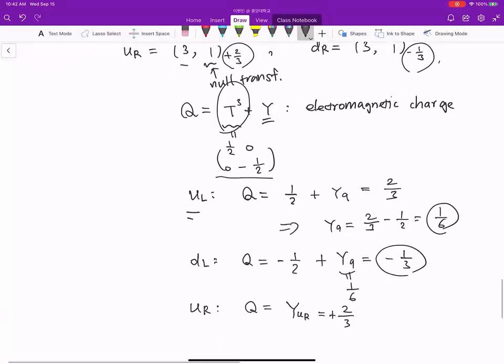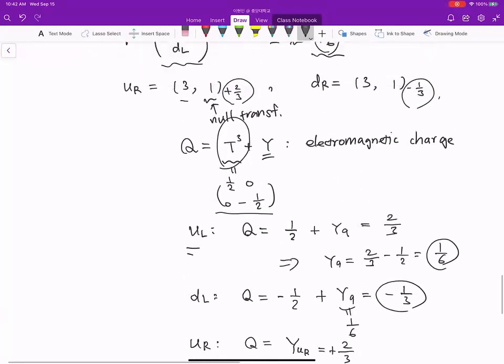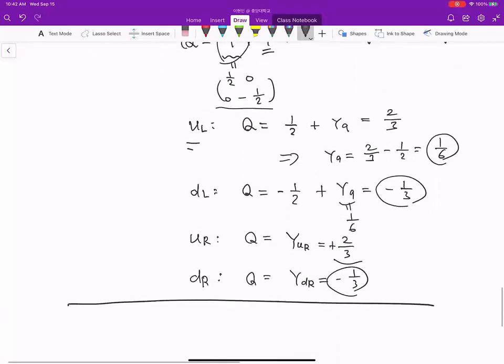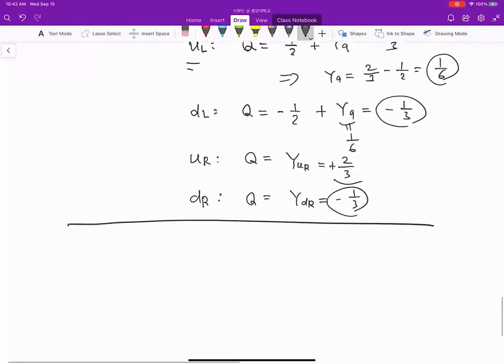So that's how you get 2/3 for the up-type right-handed quark. The same is true for the down-type, this is the minus 1/3. This is how you got these quantum numbers. So similarly, you can also do the Weinberg model. The Weinberg model is the model of leptons. It's not quarks. At the time, we didn't know about quarks much.